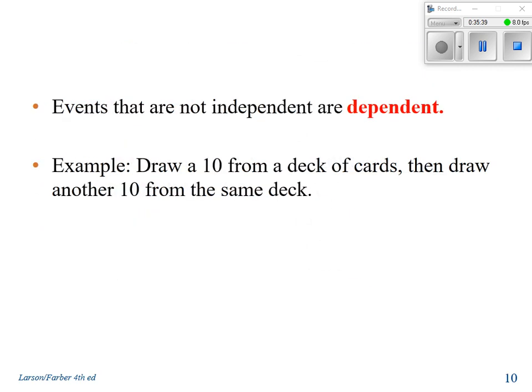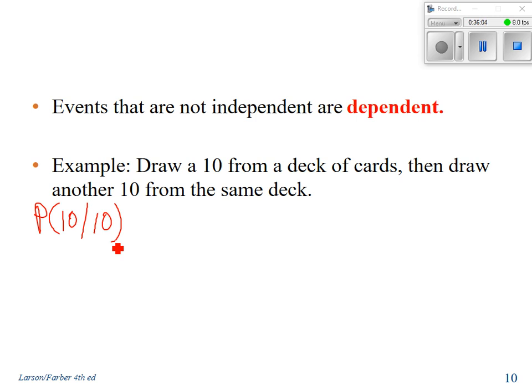Independent events. Events that are not independent are dependent. Example, if I draw a 10 from a deck of cards, then draw another 10 from the same deck. First of all, what is the probability that I draw a 10, given that I've already drawn a 10? These are dependent events if I don't do what with this first 10?